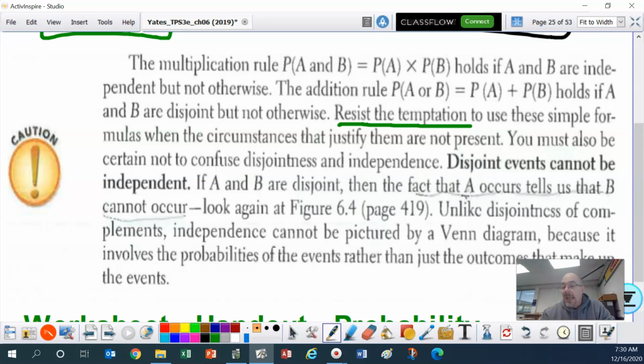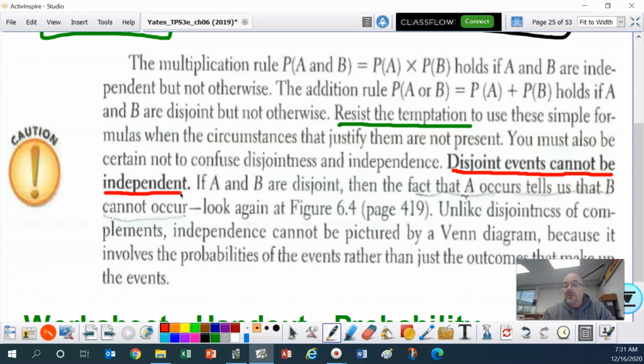Disjoint events can't be independent. That is so huge. Write that down, highlight it. Disjoint events cannot be independent. If A and B are disjoint, then the fact that A occurs tells us that B cannot occur. If A occurs, we know that B can't occur. That's not independence, folks. They can't be independent.